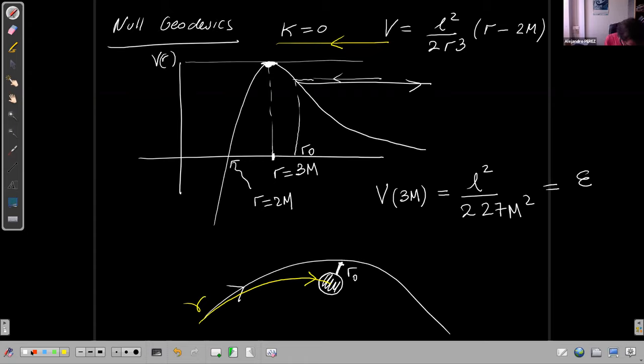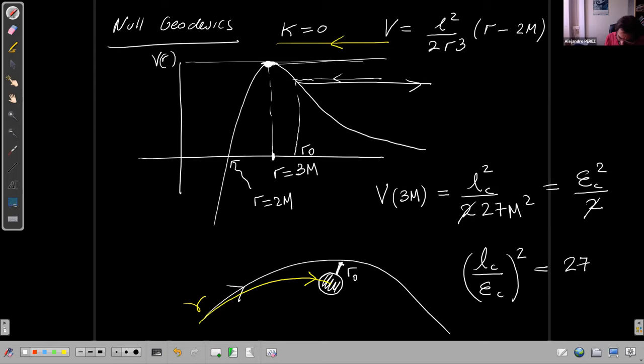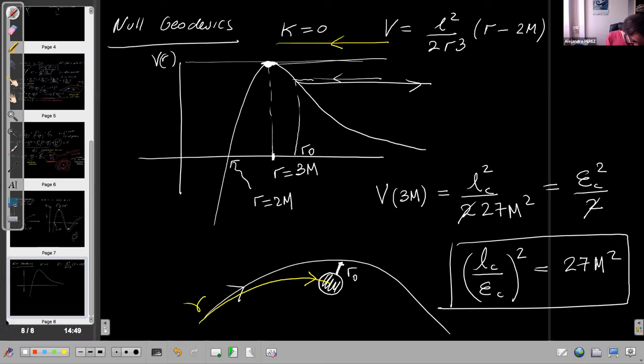So let's look at this critical situation. The critical situation is when you are exactly at that value of the energy. So this is E critical squared divided by two. So these twos go away. So this is the critical value of the angular momentum. So the critical situation is given by the condition that L critical divided by E critical squared equals 27 M squared. And we'll see what that means in a moment.